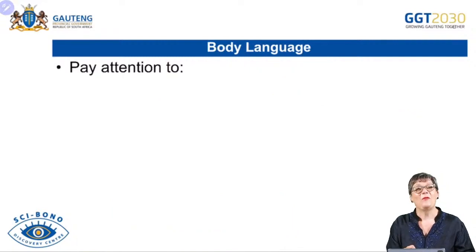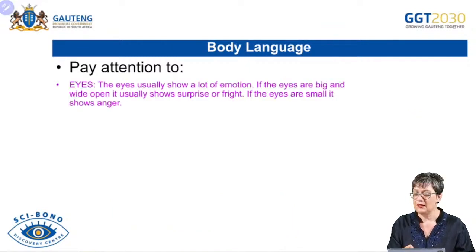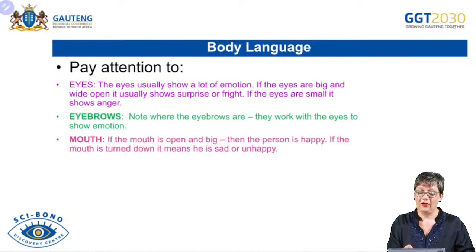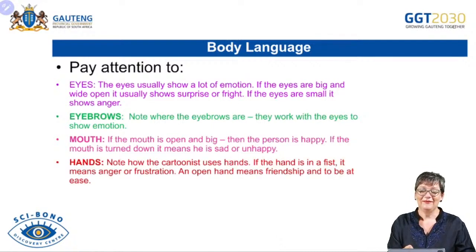Right. So when you're doing the body language, you have to look at certain things. Eyes. Eyes are the windows to the soul. So use it. Make sure you understand how eyes are used. Check where the eyebrows are. They work with the eyes. And the mouth. If it's big, open, person might be happy, but they might be screaming as well. Hands. Remember, this is the only way the cartoonist can show how the character is feeling. If it's in a fist, anger or frustration. But if it's an open hand, it's friendship.